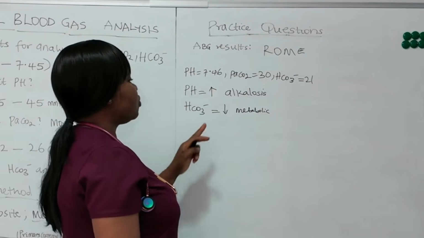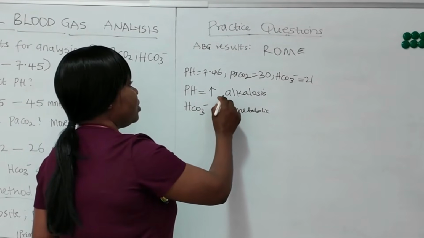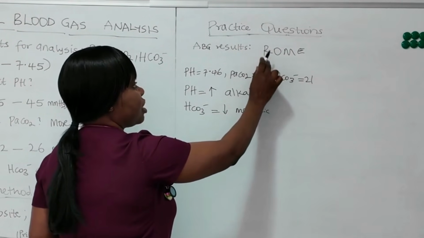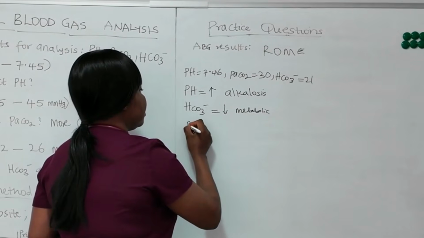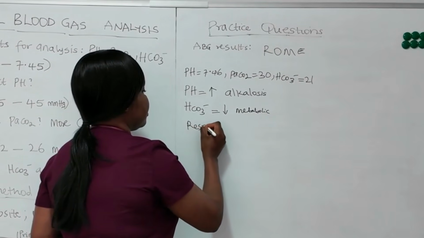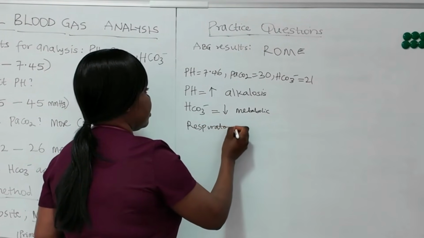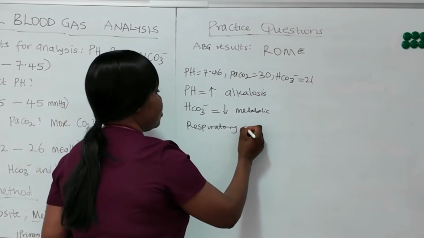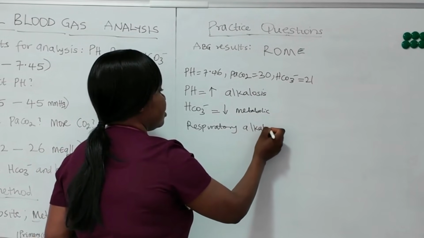And we know that bicarbonate says metabolic. However, now the arrow is what we're looking at. This arrow is going up, this arrow is going down. That's a respiratory issue, respiratory opposite. So we know that this is already respiratory. And because there's alkalosis here, we say respiratory alkalosis.